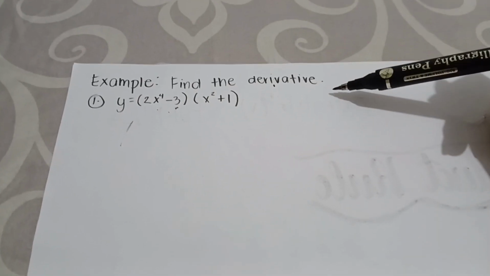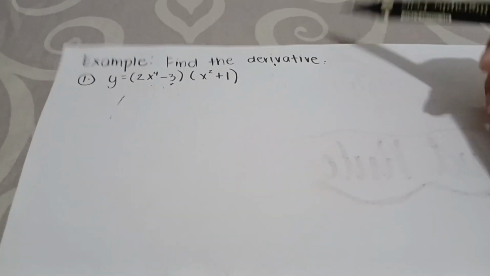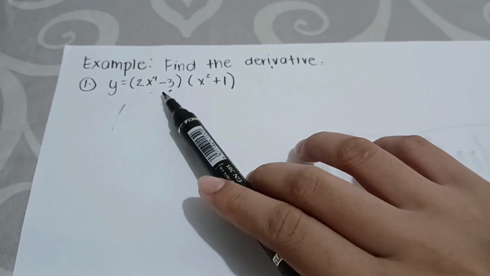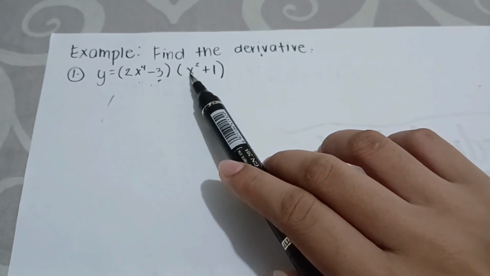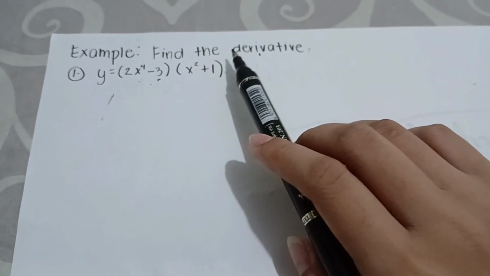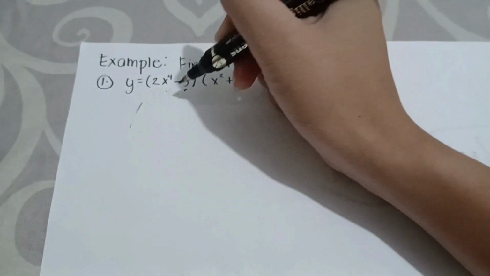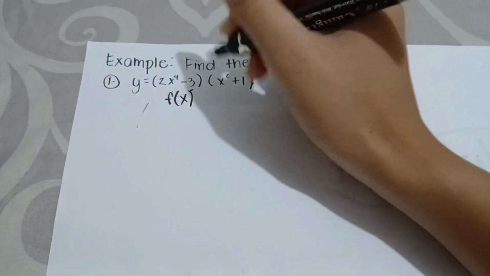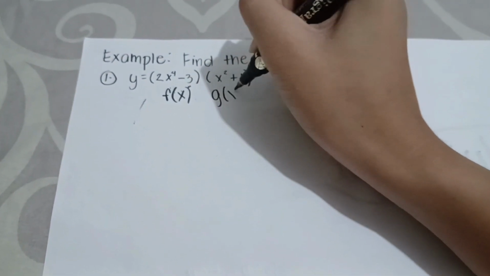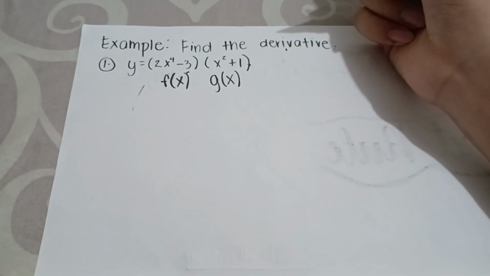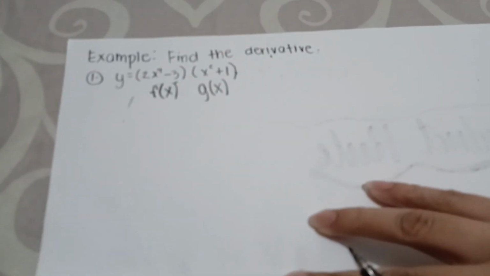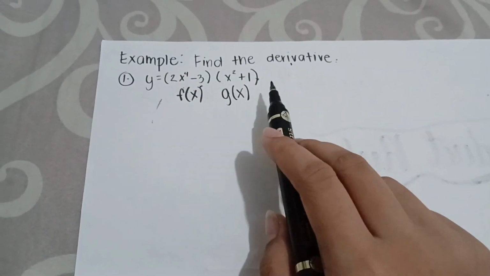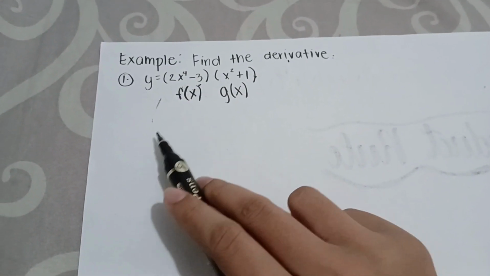We have here the example: find the derivative. y equals the quantity 2x to the power of 4 minus 3, times the quantity x squared plus 1. So our f of x here is this, then our g of x is this. Let's proceed on solving this.